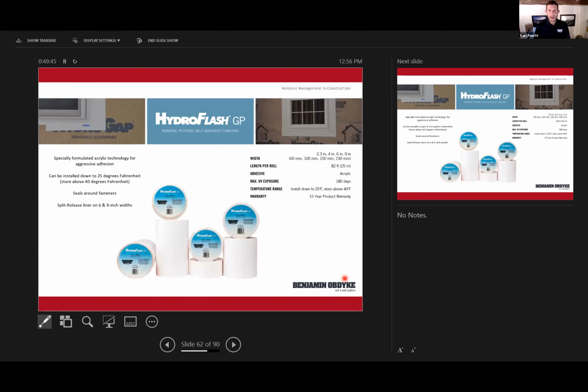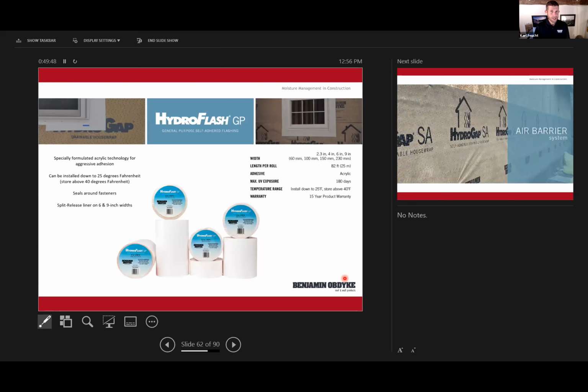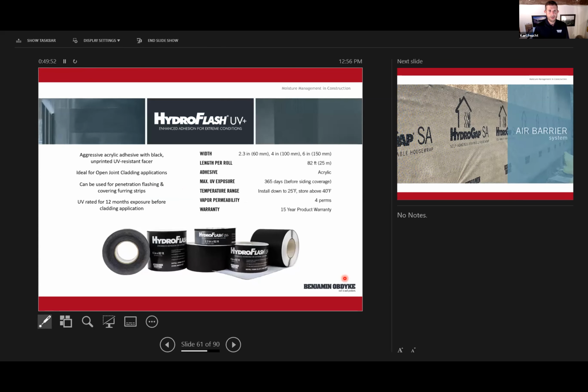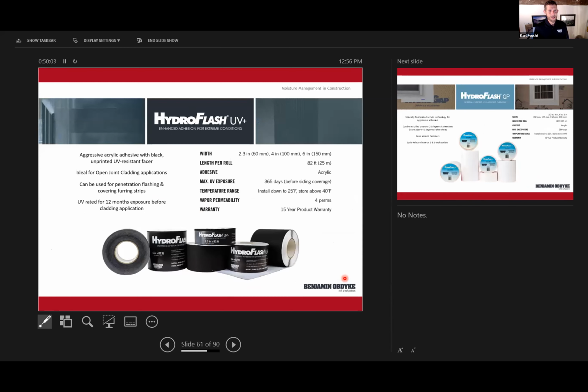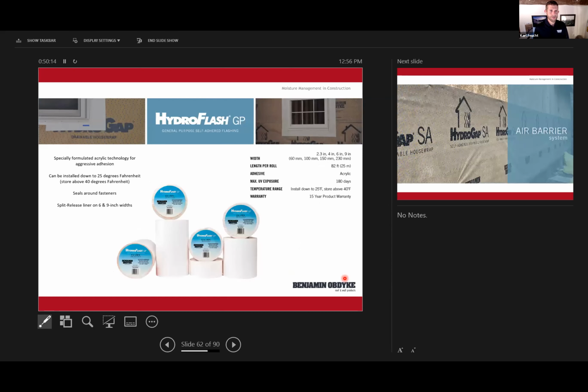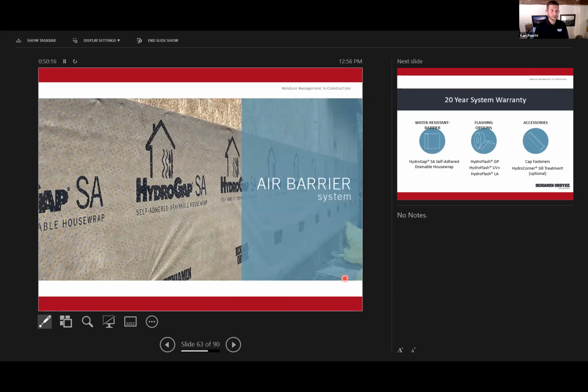And then HydroFlash GP is general purpose, and they're both going to work with our system warranty. So again, I always tell folks, if you're going to use HydroGap, this is a 15-year product warranty. It does not cover labor and materials to replace. If you put one of these around your windows, now it's a 20-year performance-based warranty that covers labor and materials. So it really just makes sense to think in terms of systems with our products. So that's our drainable house wrap system.